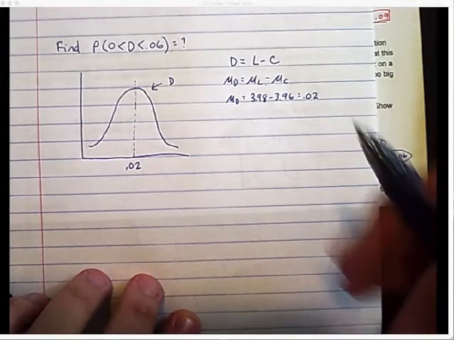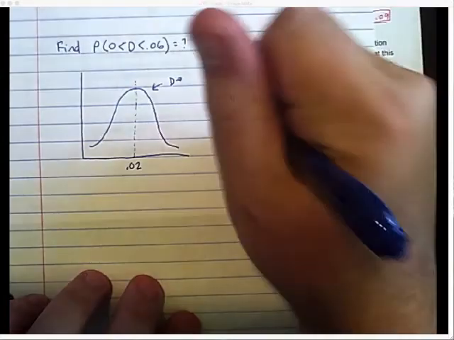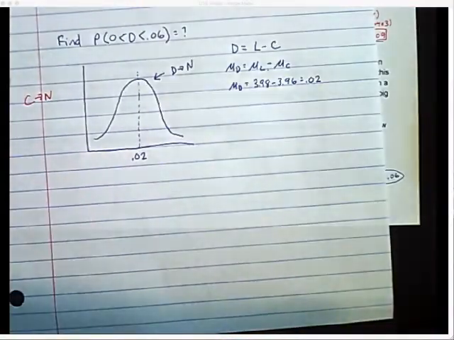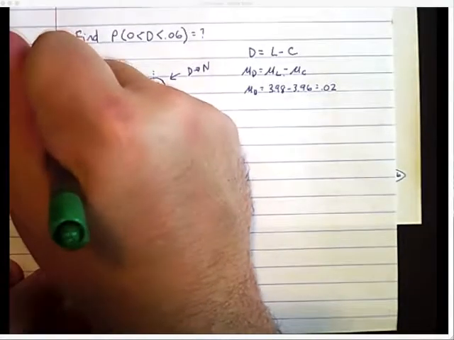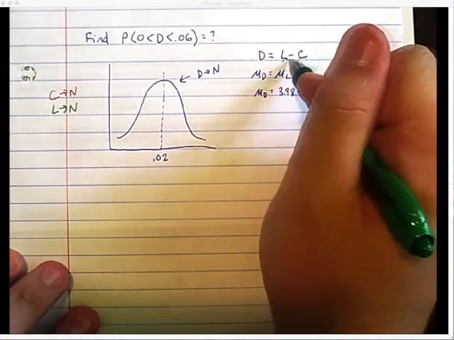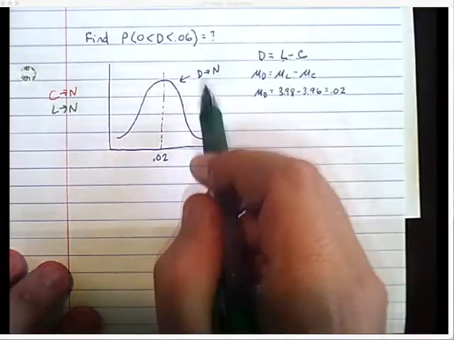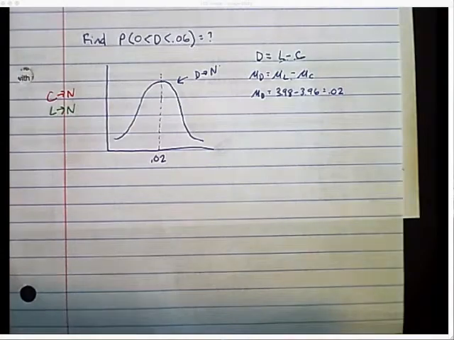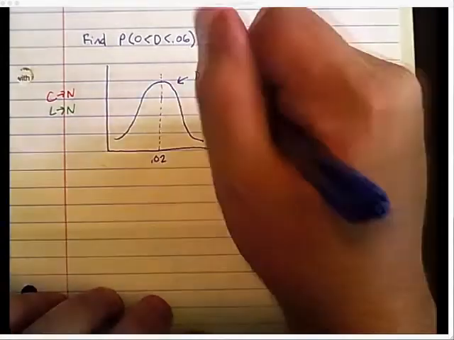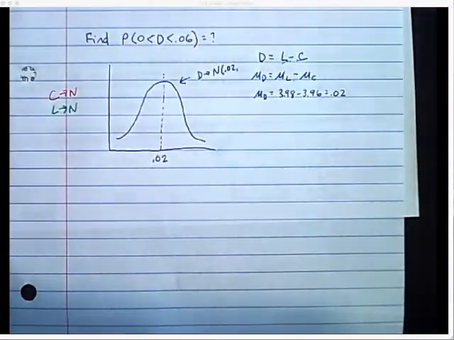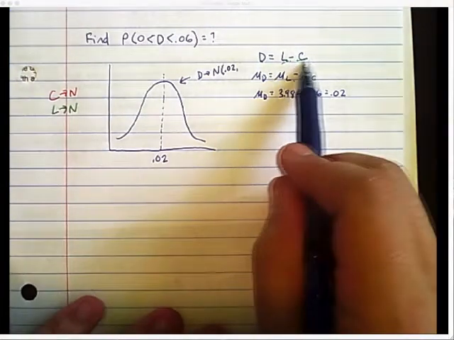All right. And by the way, how do I know that D will be normal? Well, the cup sizes were normal, and the lid sizes were normally distributed. So when we combine these two variables, since both of these are normal, D also has to be normal. So D is automatically normal because these two were normal. Okay. So we found where the center of the difference distribution was. All right, that's 0.02.